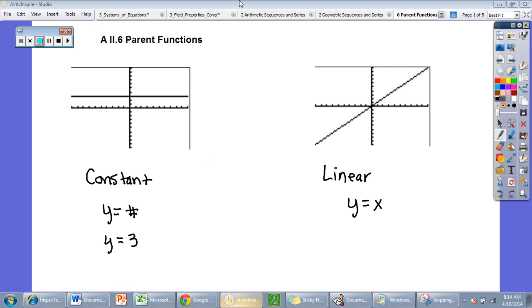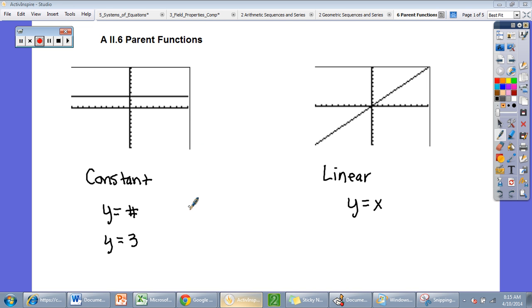This video is to review parent function shapes and equations. So there are 10 parent functions that you should know their shapes and their equations. The first two that we're looking at here are the constant function and the linear function.